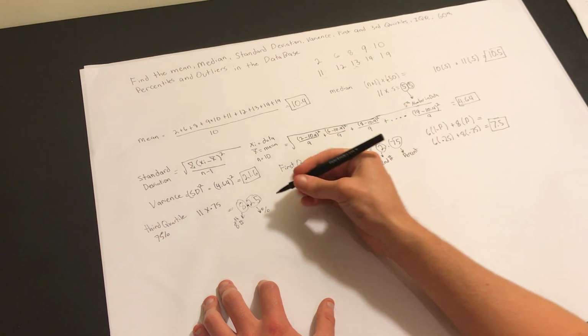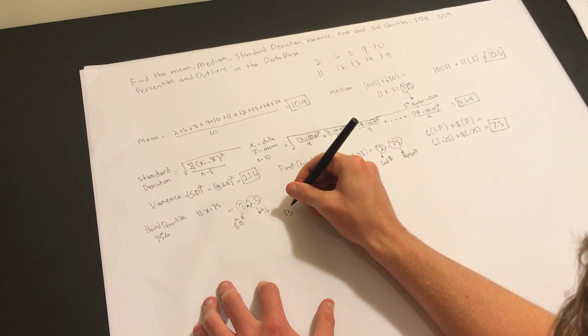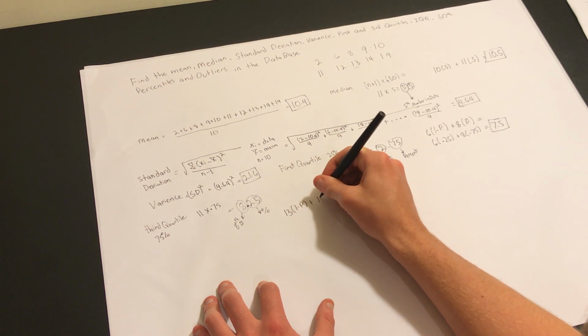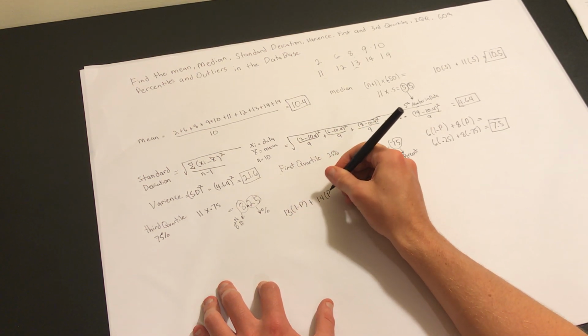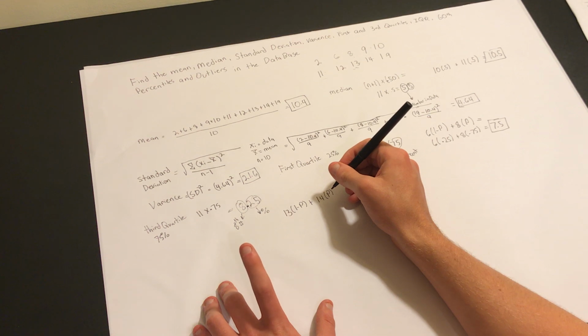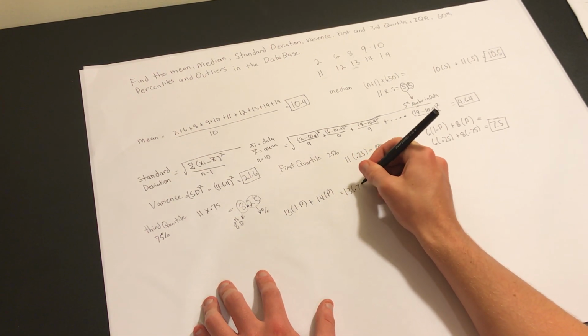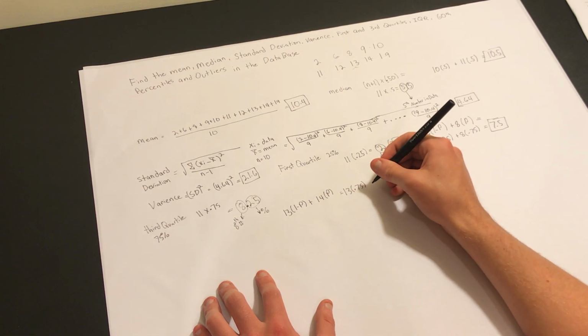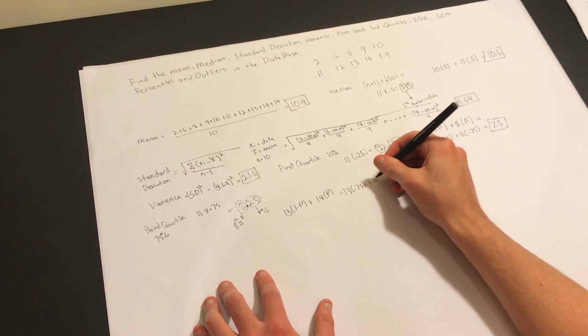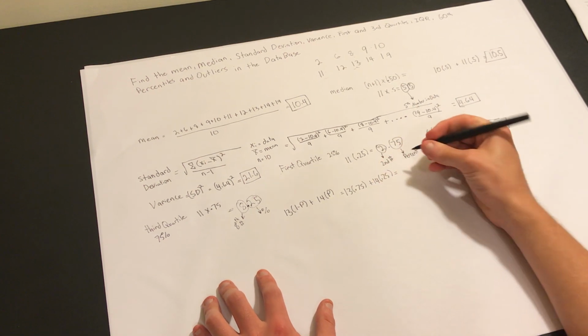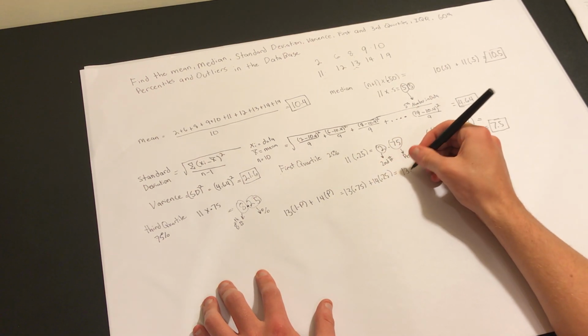So 8 is 13, so 13 times 1 minus p plus 14 times p equals 13 times 0.75 plus 14 times 0.25, all of that to give you 13.25.